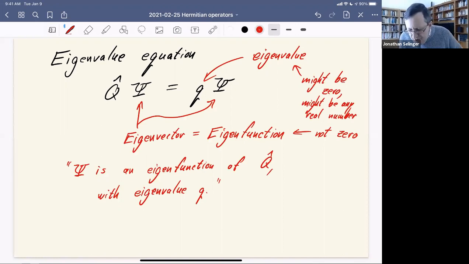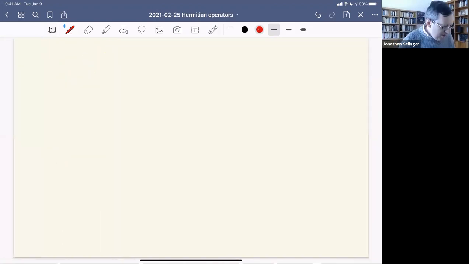So if we have this special relationship between the function psi and the operator big Q, then no uncertainty. But in the generic case where we don't have this relationship, then yes, there is some uncertainty. Okay, so I can show you a couple examples of how that works.